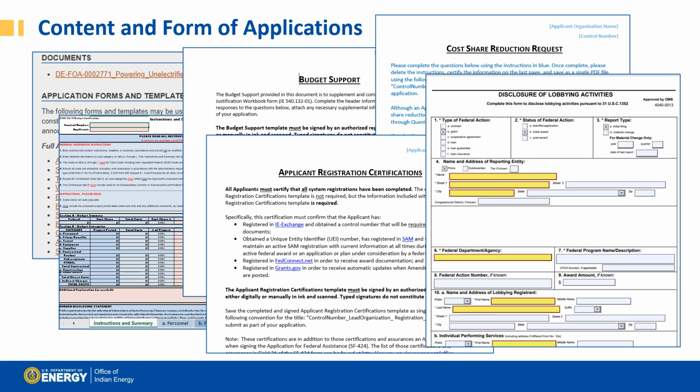The applicant registration certifications template, as with other forms and templates, is available under application forms and templates on iExchange. The use of the registration certification template is also not required, but the information included within the registration certification template is required. Okay, we're getting closer. Item 14, the SF-LLL. This is the disclosure of lobbying activities form.